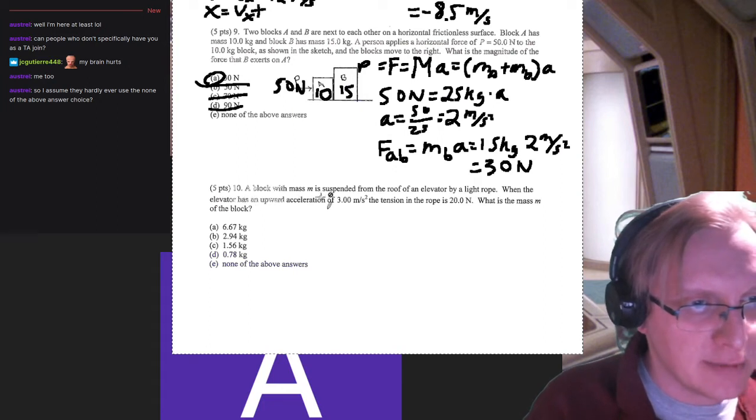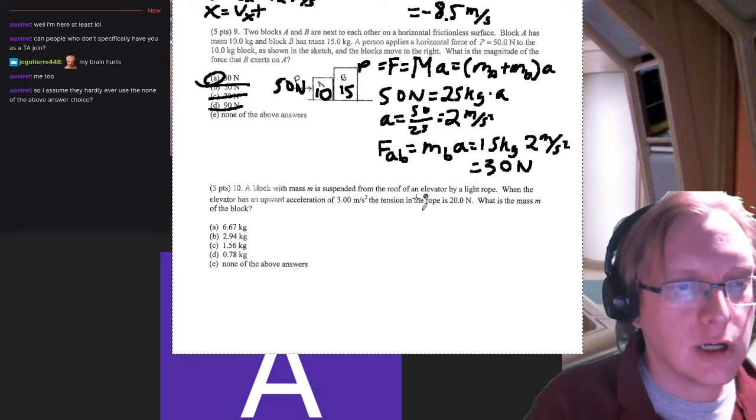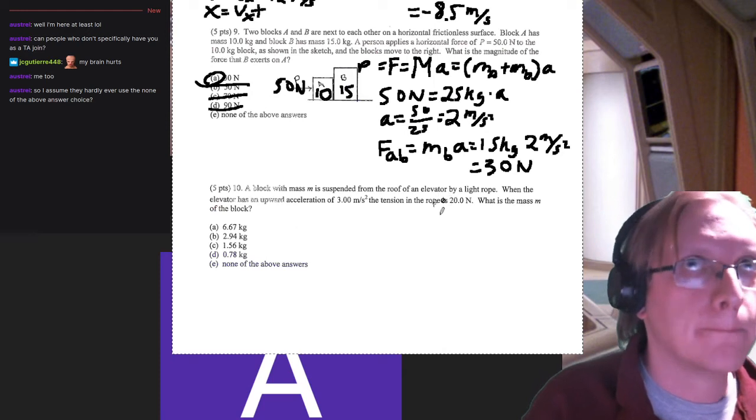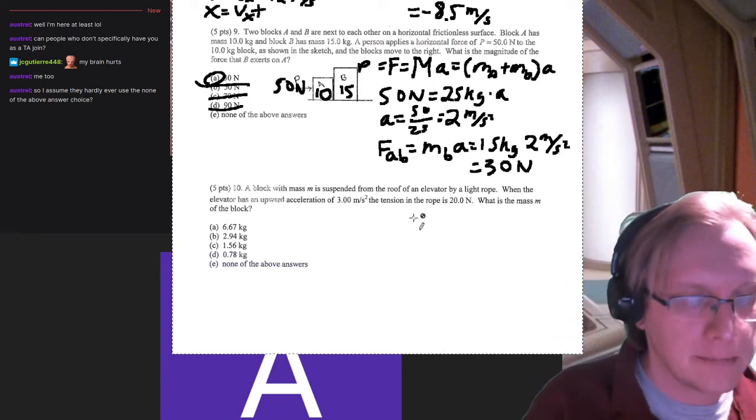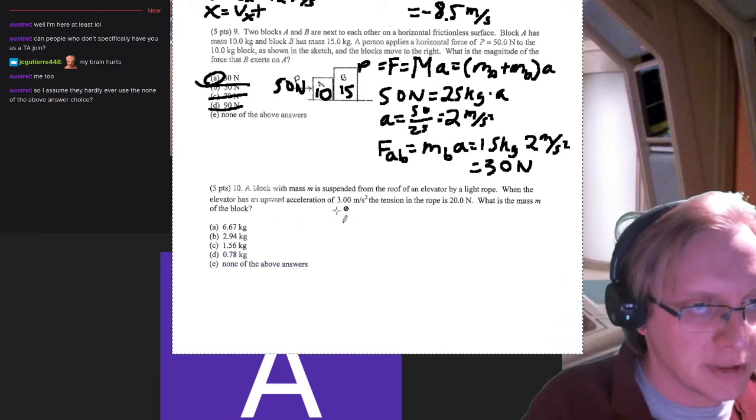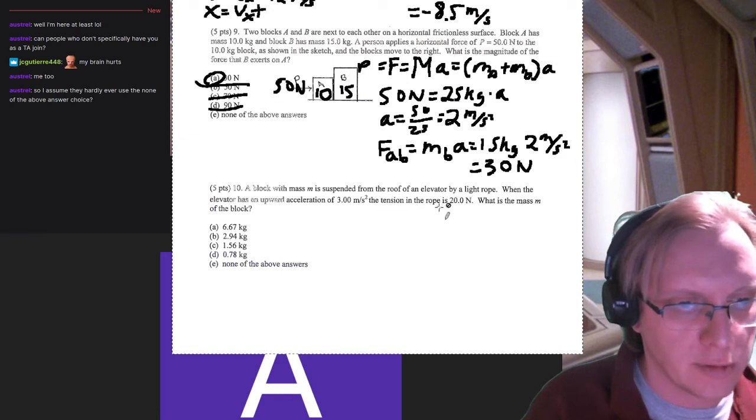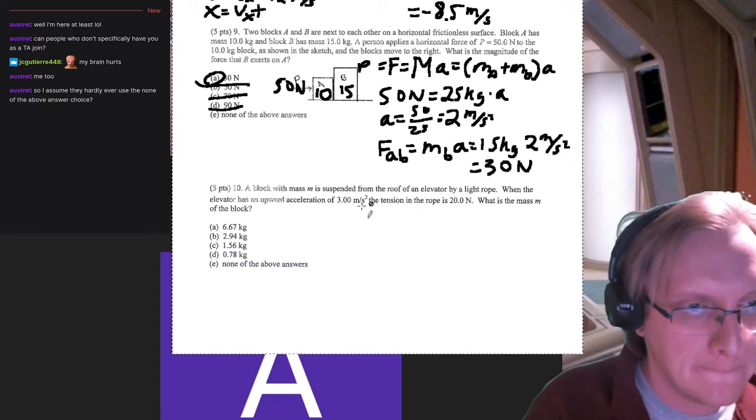A block with mass m is suspended from the roof of an elevator by a light rope. When the elevator has an upward acceleration of 3 meters per second squared, the tension on the rope is 20 newtons. What is the mass m of the block?